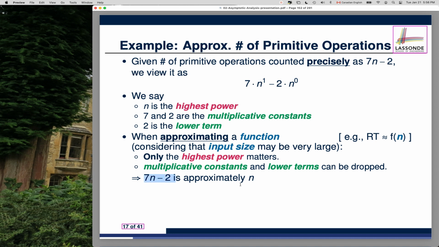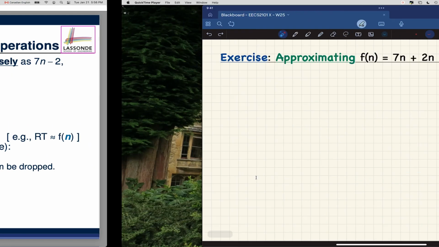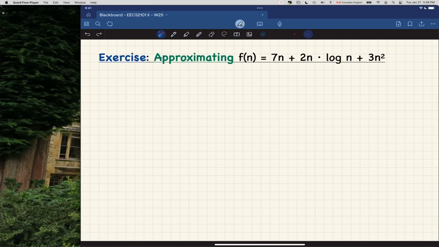You will only get n left. But let's do one example from scratch, and I want to make sure everybody is comfortable with the terms. This one here is also on your slides. So we have 7n plus 2n log n and also 3n squared.